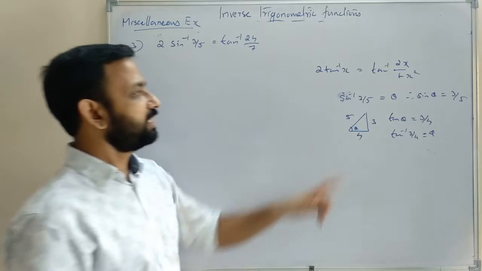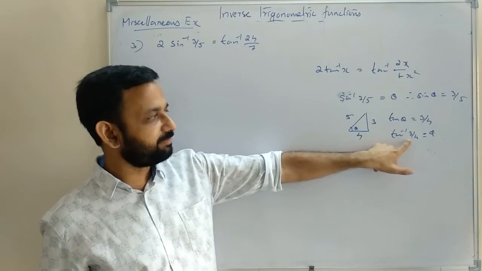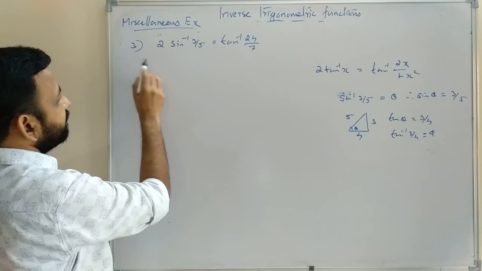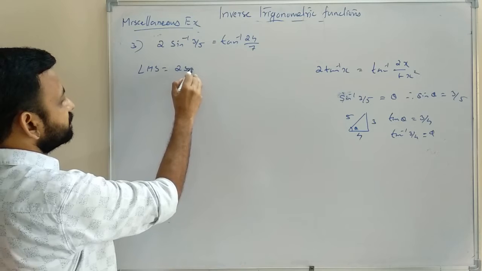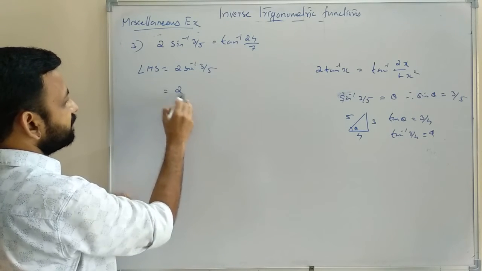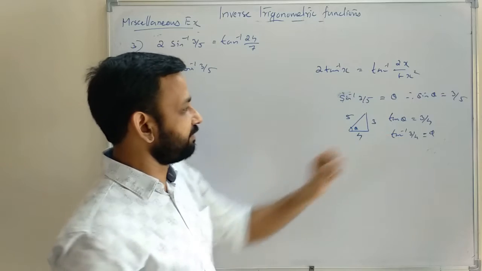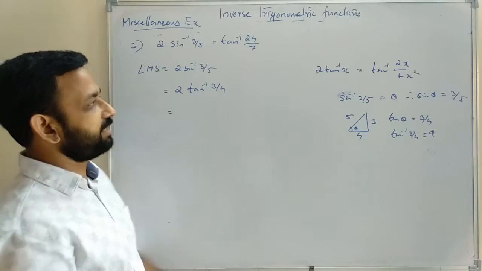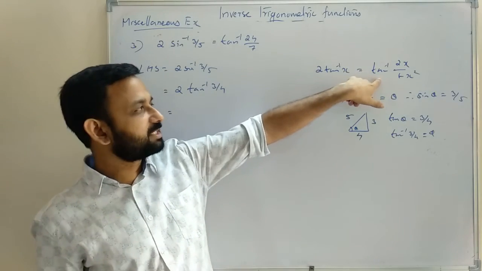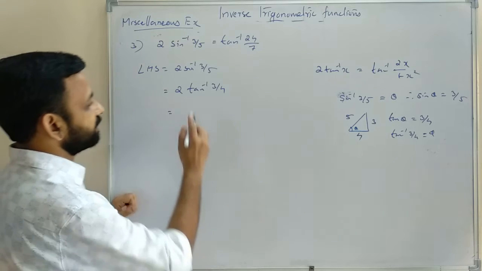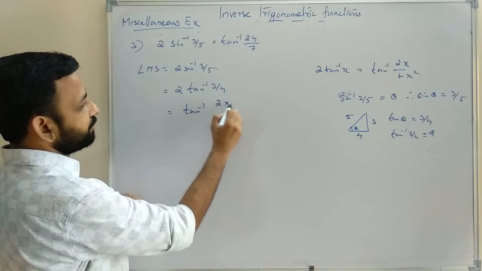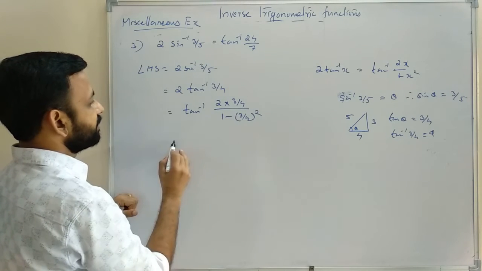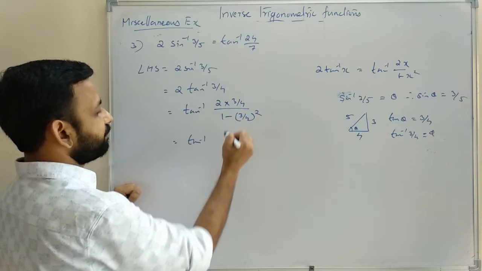So we can write sin inverse 3 upon 5 and tan inverse 3 upon 4, both are equal. LHS is equal to 2 sin inverse 3 upon 5, that is equal to 2 into tan inverse 3 by 4, that is 2 tan inverse x. This formula we can apply: 2 tan inverse x is equal to tan inverse 2x upon 1 minus x square. That is tan inverse 2x upon 1 minus x square, with x equal to 3 by 4, whole square.